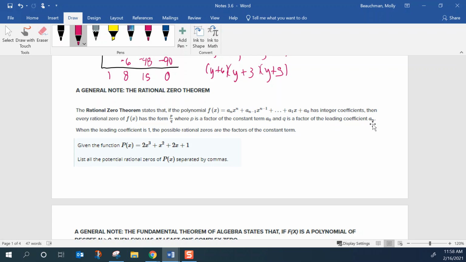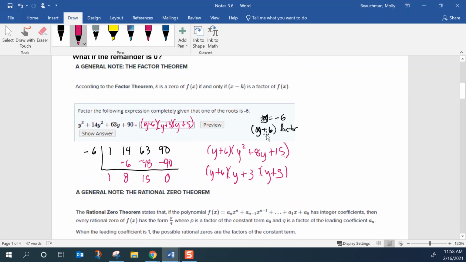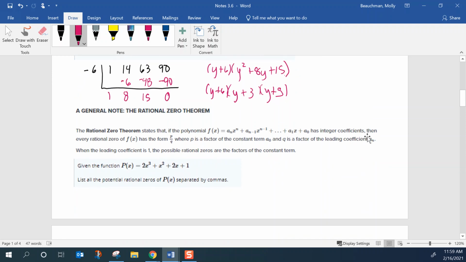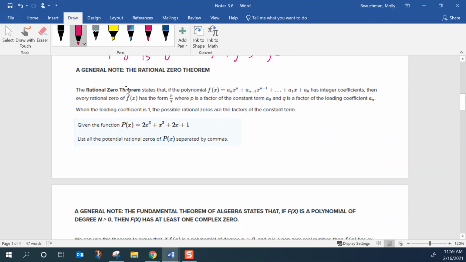So we're trying to find, this tells you that given this function, p of x equals 2x cubed plus x squared plus 2x plus 1, this is how you narrow down possible factors. In the previous example, they told us that one of the roots is negative 6. If you don't have that to start with, the rational zero theorem gives you a place to start. Okay? So given the function, list all the potential rational zeros.